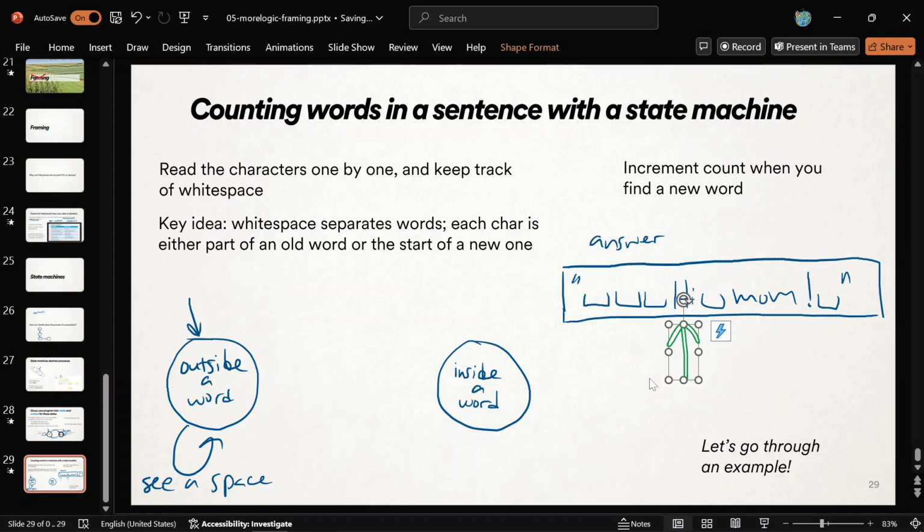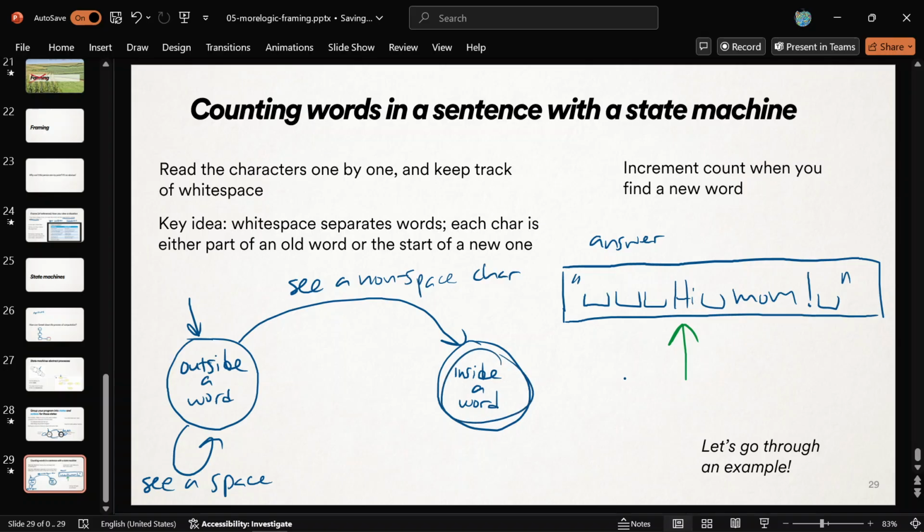But the second you see an H, that's a non-space character. Does that make sense as to why you are now inside of a word? You've now moved. If you were here and you just saw a non-space character, you are not outside of a word anymore. So now we're in here. We see the H of the "high." And if you see the I as well, that's your next character, you're still inside of that word, as long as you keep seeing non-space characters.